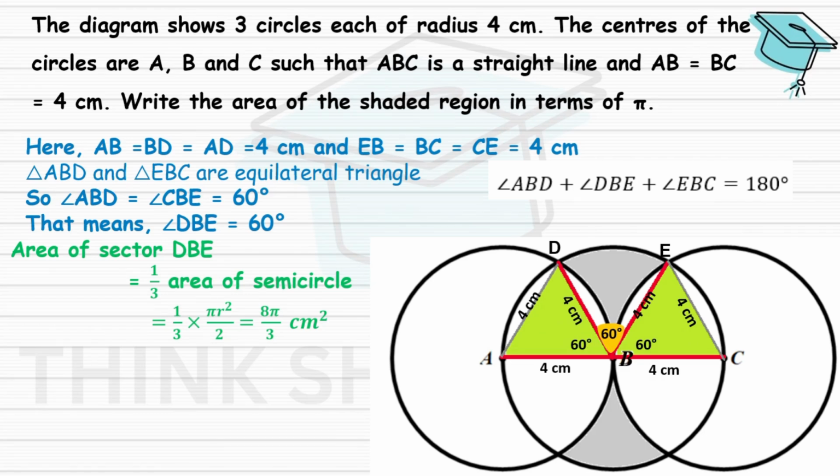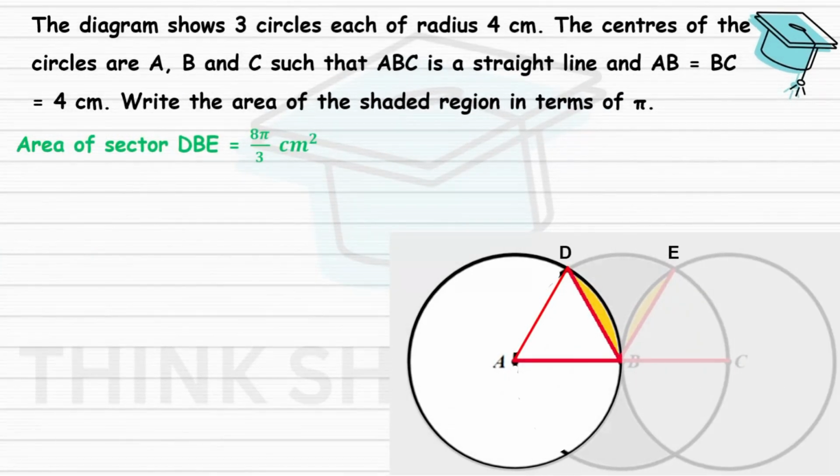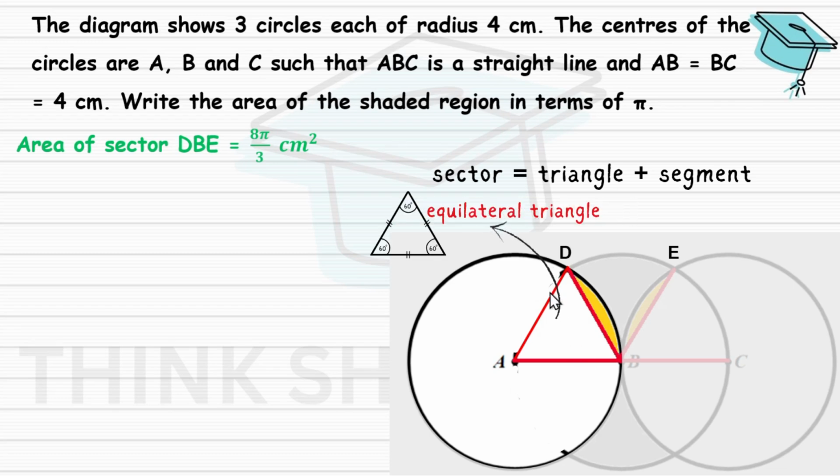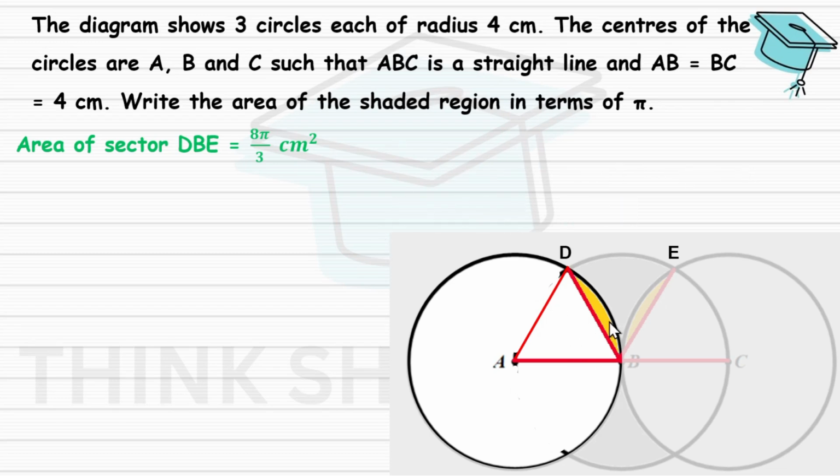Now that we have found the area of the entire sector, notice these two white portions inside it. To get the area of the shaded region, we need to subtract the areas of these white parts from the area of the sector. Now the question is, what exactly are these white portions? They are called segments. And a sector is made up of a triangle and a segment. And here the triangle is an equilateral triangle, the yellow part.